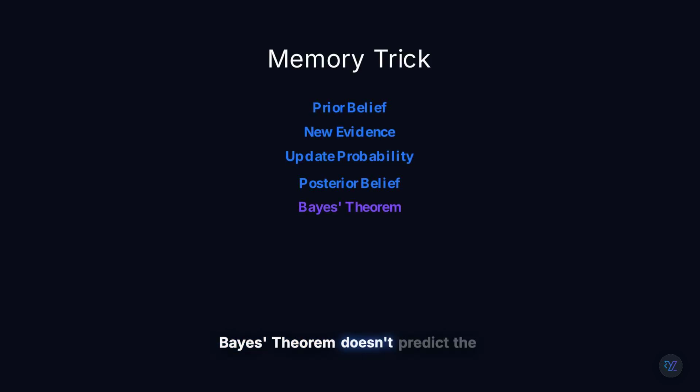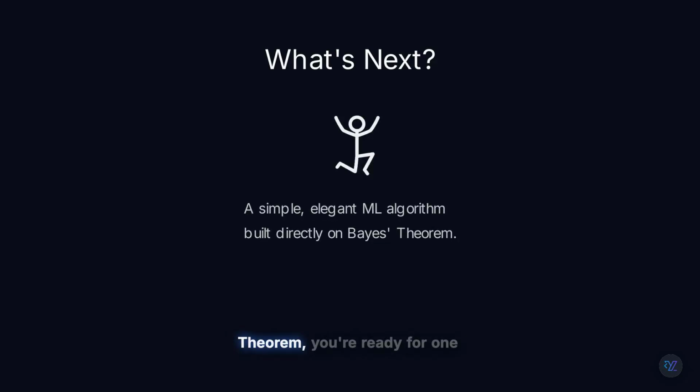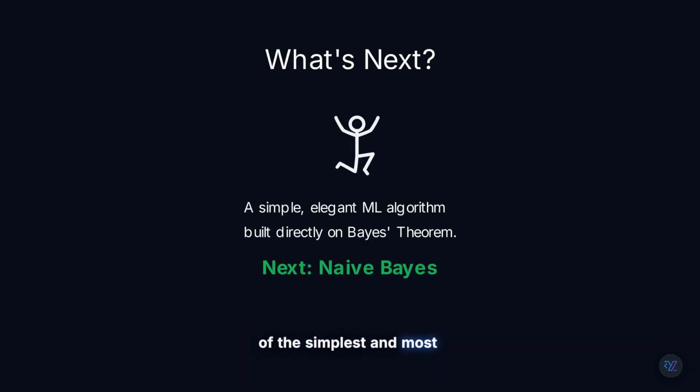Here's the sentence to remember. Bayes' theorem doesn't predict the future. It updates what you believe after learning something new. Now that you understand Bayes' theorem, you're ready for one of the simplest and most elegant machine learning algorithms ever created. Naive Bayes. We'll see how this single equation becomes a surprisingly powerful AI classifier.